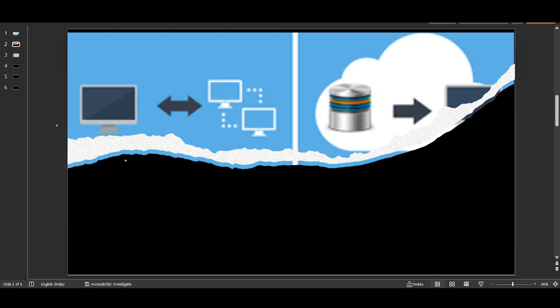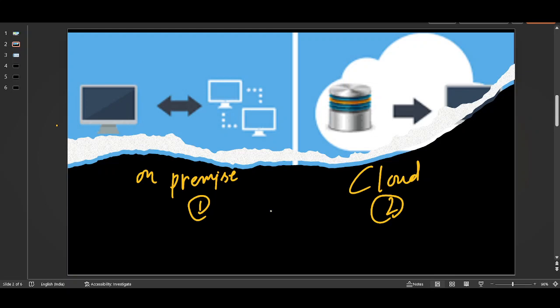So one is on premise. Clear? And the other is cloud. So there are two types of services. First is on premise, second is cloud.